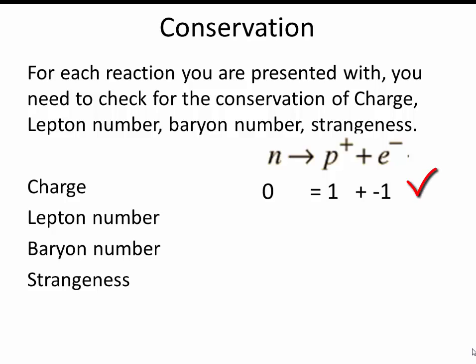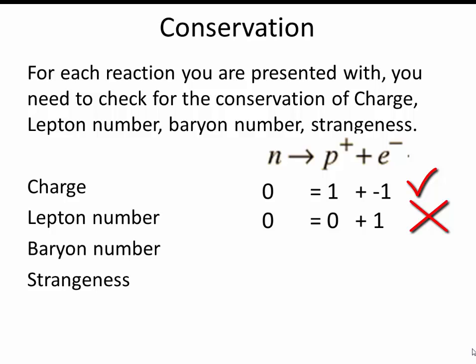Lepton number. Well, the neutron is not a lepton, the proton is not a lepton, but the electron is a lepton. It's a light particle. So we end up with an imbalance here. So as it stands, this would not work. This doesn't obey the rules.